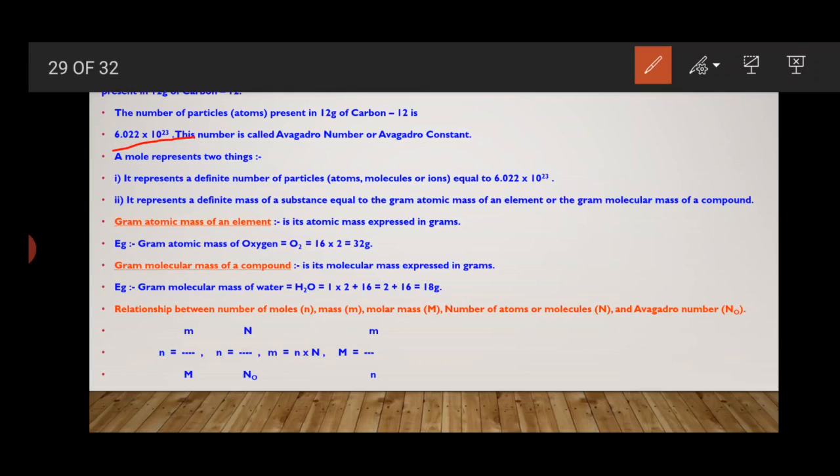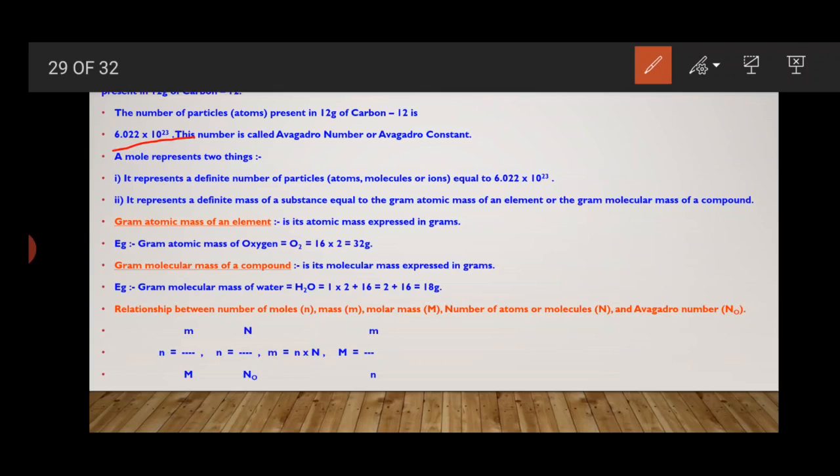It is an approximate value, and according to that, if we take 1 mole of any atom, any molecule or any ion, that atom, molecule or ion is approximately made up of this much number of particles.